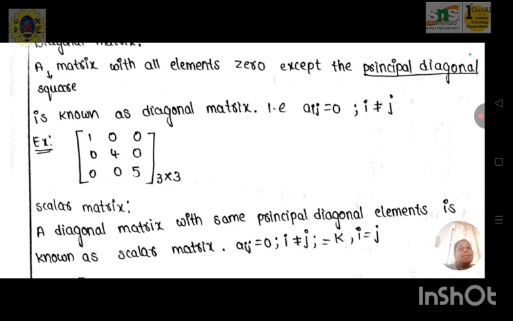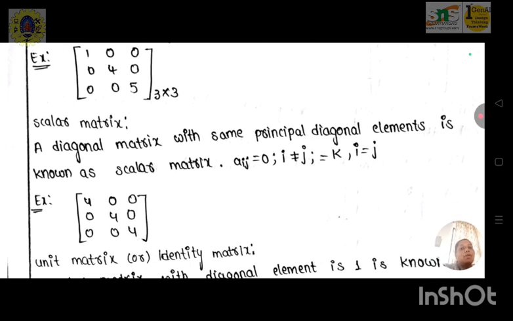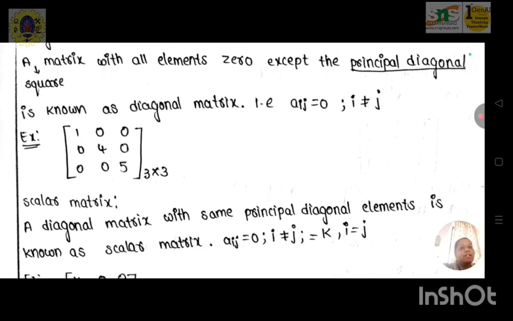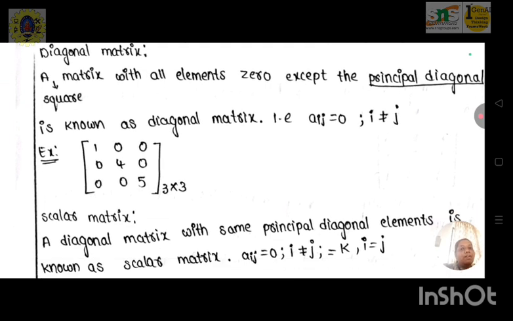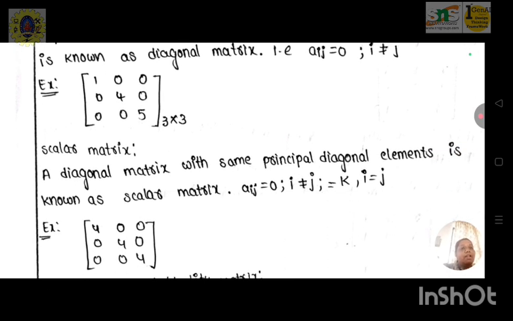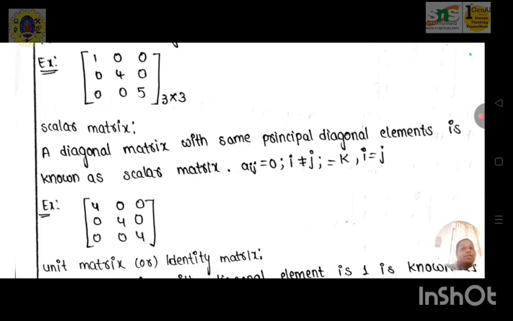Then the next one is a scalar matrix. A diagonal matrix with the same principal diagonal element is known as a scalar matrix. For a scalar matrix, we have the same number in the diagonal. If we are not having the same number, then the matrix is mentioned as a diagonal matrix. If we have the same number in our diagonal, then we represent that matrix as a scalar matrix. Here is an example: 4 0 0, 0 4 0, 0 0 4. We are having only 4 in the diagonal, not other numbers. So this matrix is a scalar matrix.